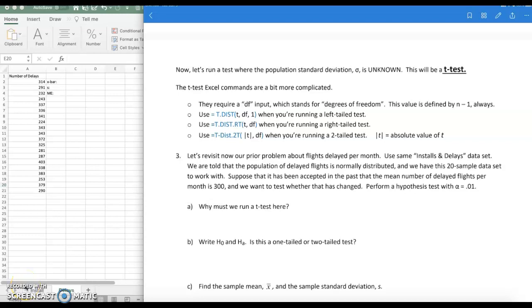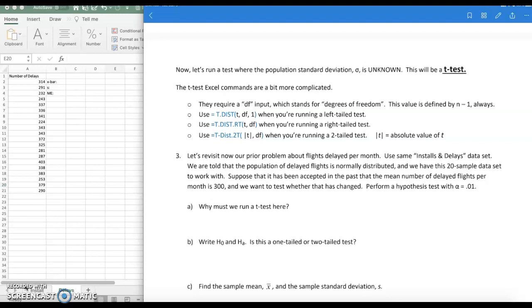Now we want to run a test where the population standard deviation sigma is unknown. This will be a t-test. The t-test Excel commands are a bit more complicated as far as what you actually type in. Instead of doing something different at the end based on right-tailed, left-tailed, or two-tailed, how you actually input it into Excel is different.